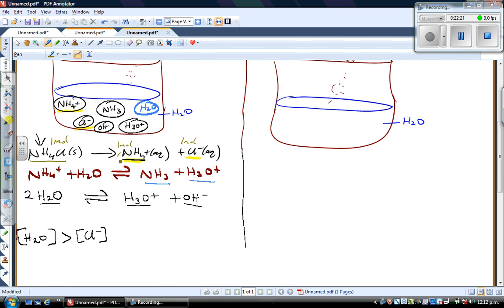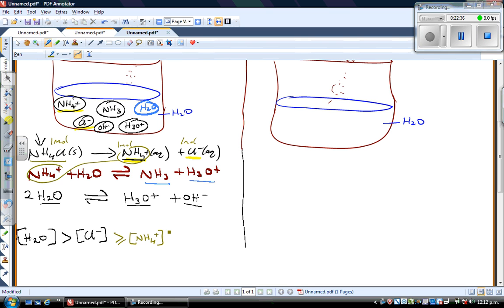Well, of course, some of the ammonium is further reacted with the water, so that reduces the concentration slightly. So we just leave that in green. So the chloride concentration is slightly greater than the ammonium concentration.